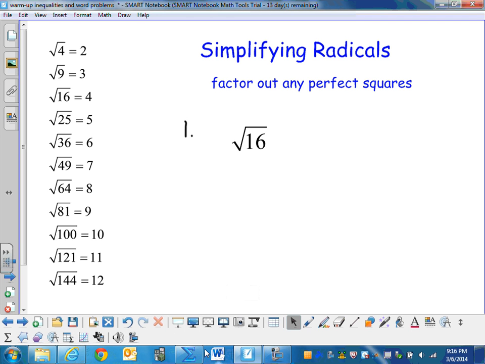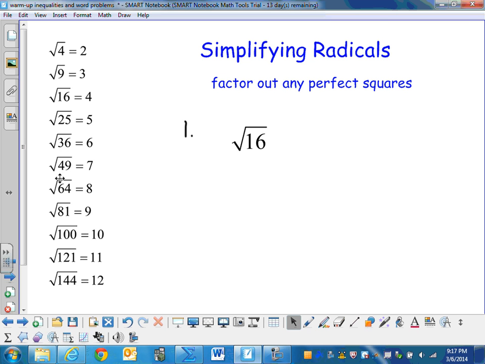Simplifying radicals. When we simplify radicals, we factor out any perfect squares. So to begin with, we need to remember what our perfect squares are. Square root of 4. 4 is a perfect square. Square root of 9 is 3. 9 is a perfect square. Square root of 16, 4, etc., etc., and all the way up.